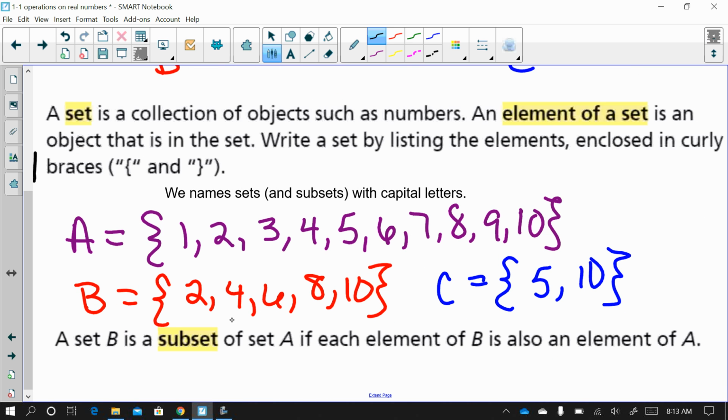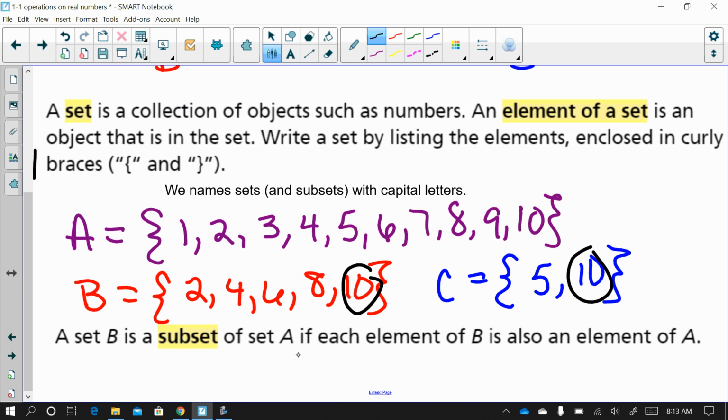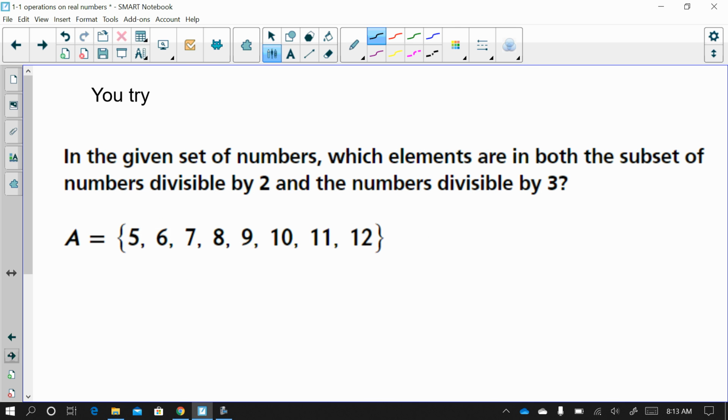So what's in both B and C? You should say one number, 10. So the answer to this problem would be 10. You list it in curly braces because it's still talking about a subset here. That's the kind of work I would expect for a problem like this. Now you try. Please take a minute, pause the video, and try this problem.